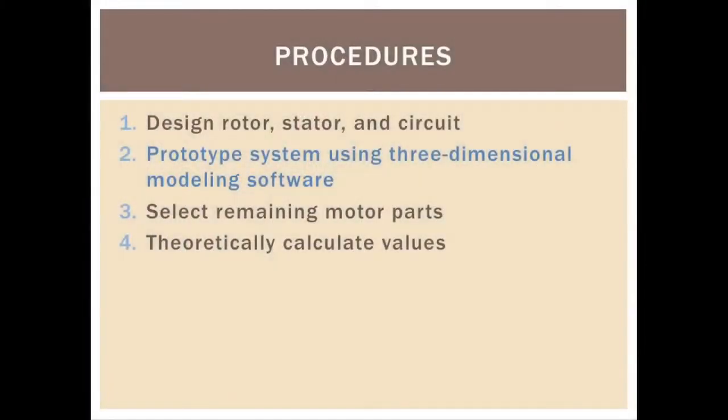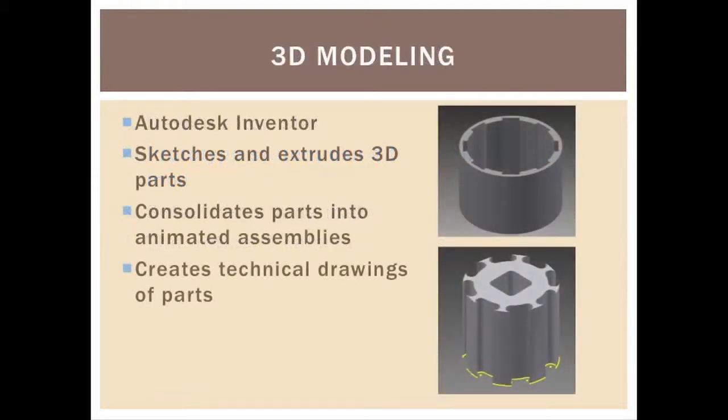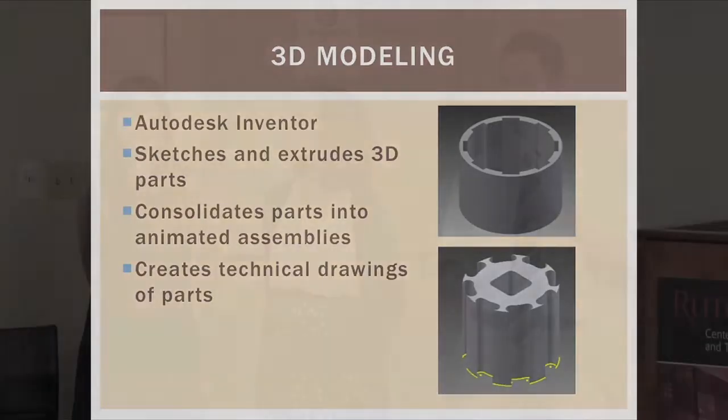So the next step in our project was prototyping our system using three-dimensional modeling software. We decided to use a program called Autodesk Inventor. Autodesk has a really easy user interface. It's very quick to pick up, and it's also free for students. It allows you to sketch parts and then extrude them into 3D and create them. You can then take these 3D parts and assemble them together in an animated assembly, much like the one you saw a couple of slides ago. And that allows you to see exactly how your motor is going to be constructed when you put it together.